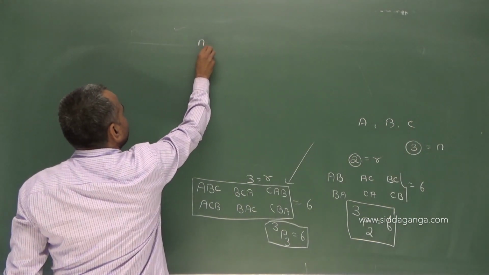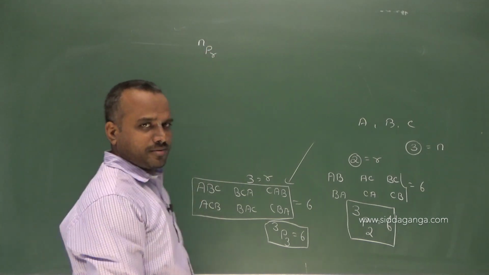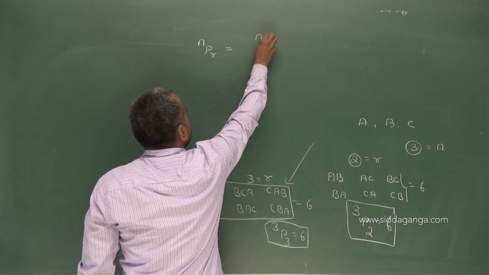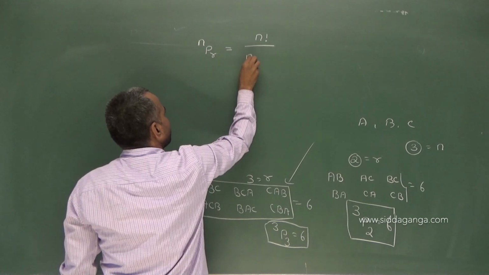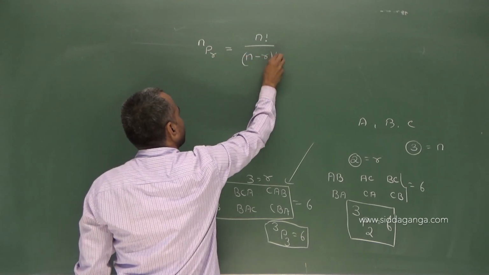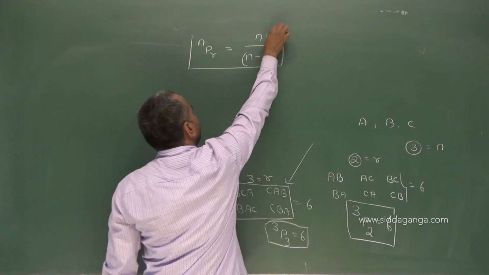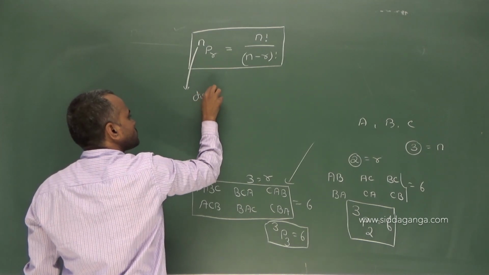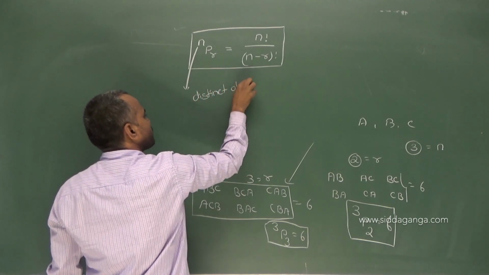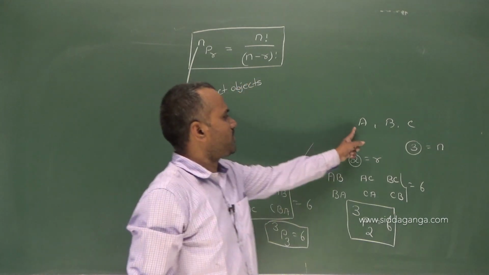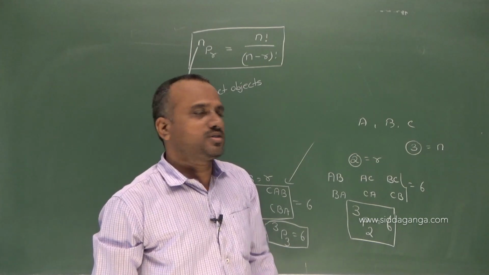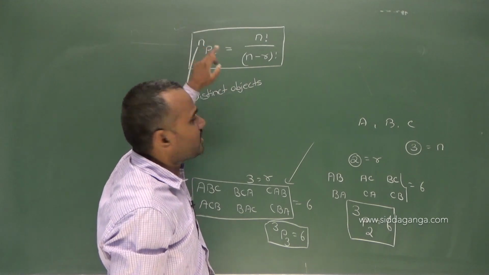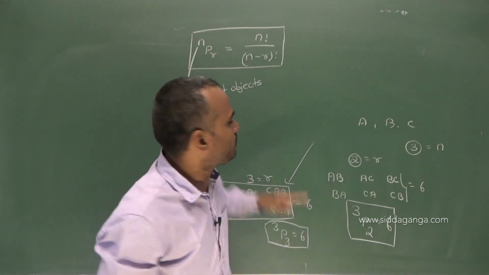So, formula: n number of objects taken r at a time is given by n factorial divided by (n minus r) factorial. A very important formula, where the n objects are distinct. Distinct means they are not the same. A, B, C are distinct objects. They are not the same. nPr, very important formula. Later, if you want, we will derive this formula also.